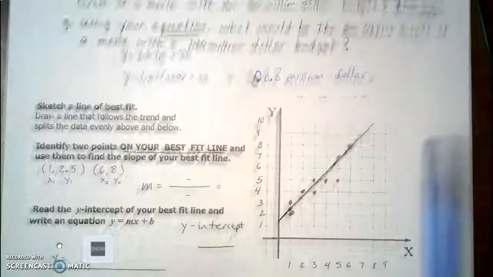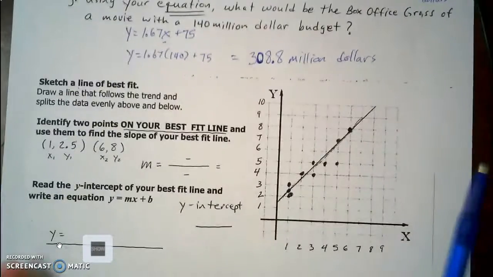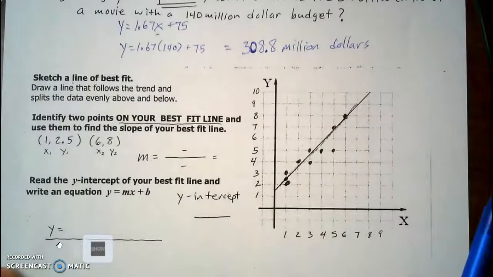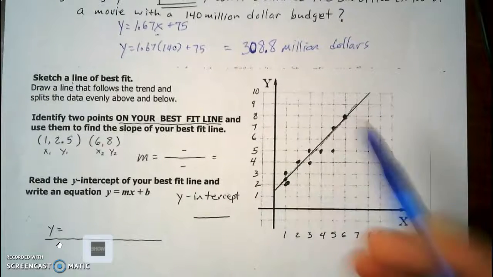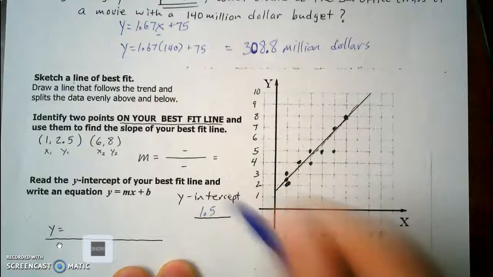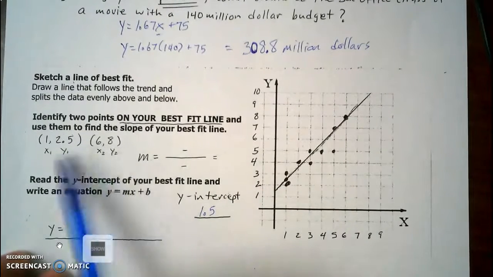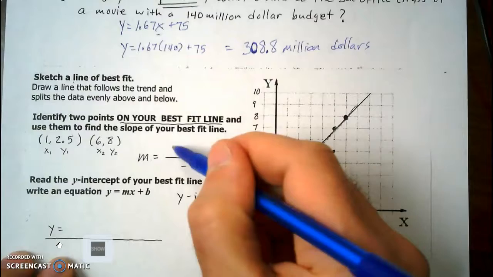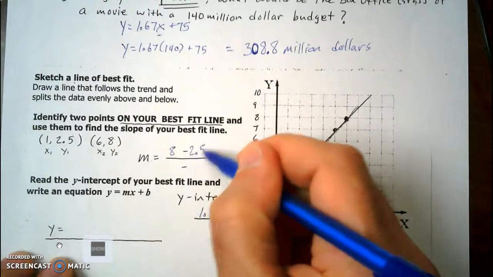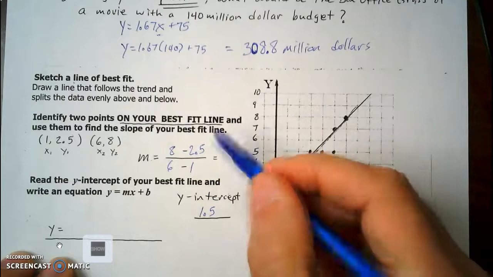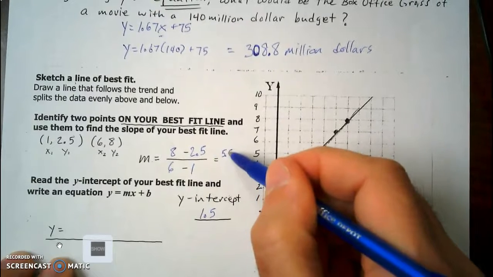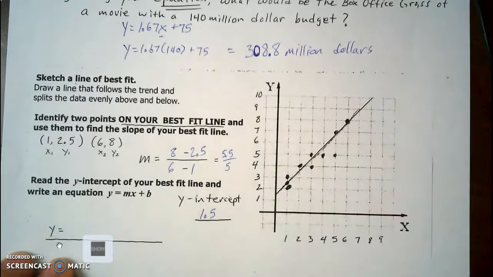Okay, so I have one more example. We don't have to make any predictions, but we should practice finding slope and identifying the y-intercept. So the y-intercept you can see is right here. I would call that about 1.5. And now as far as slope, again, I will always provide 2 points. y2 minus y1 over x2 minus x1. Well, that is 5.5 divided by 5.